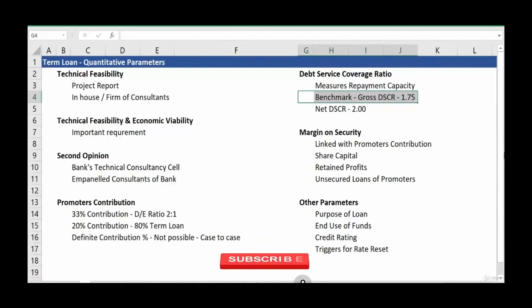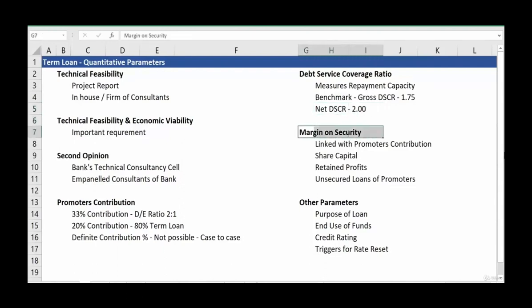So we can divide this debt service coverage ratio into two. One is gross debt service coverage ratio, the other one is net debt service coverage ratio. The benchmark for gross debt service coverage ratio, as I already mentioned, is 1.75, whereas for net debt service coverage ratio it should be at least 2. The next aspect is margin on security.